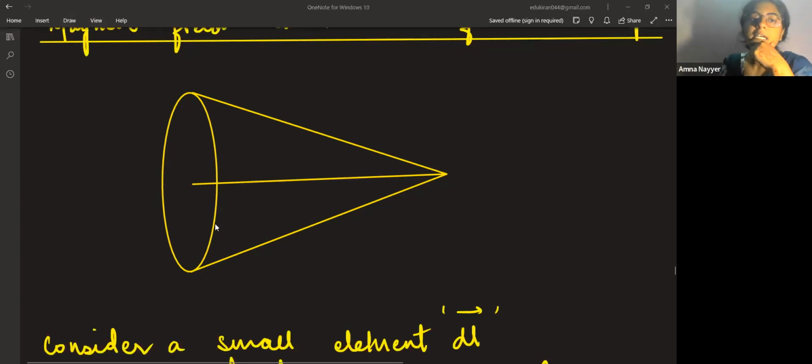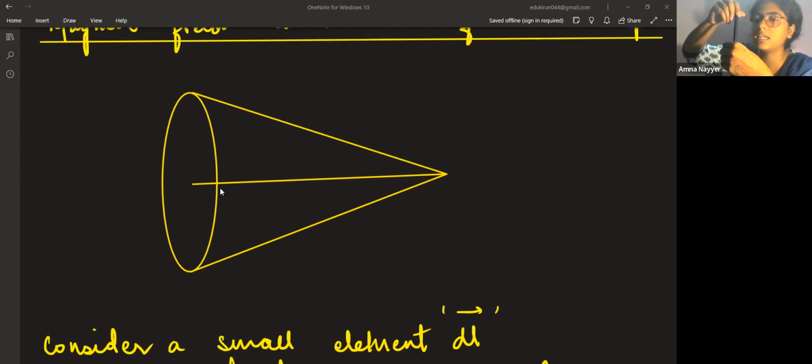See class. Now, this is a circular loop, kept along the YZ axis. So this is the axis of the circular loop. Let's say this is some point A at which we are calculating the magnetic field. So this is the axis, and let's say the separation from the center to this point is X.